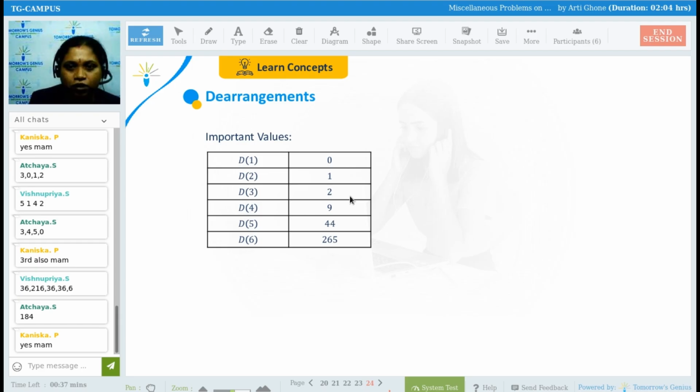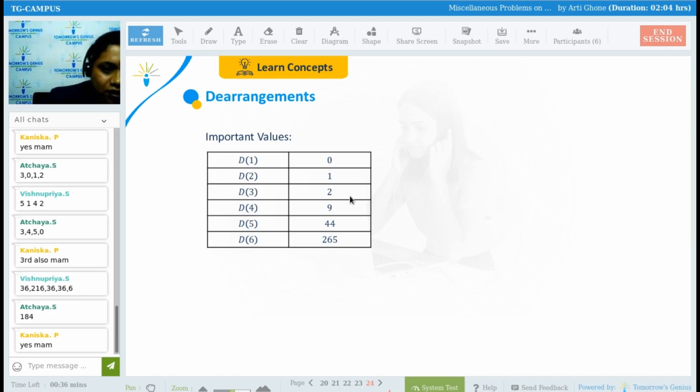Because the formula is so long, it will be asked for only small values, 1, 2, 3, 4 or 5 at most. So I suggest you directly remember these values, which come from that formula only. D of one object is 0. If I have one object and want to place it, there is no chance to misplace it. So 0 is the answer. With 2 objects, the number of ways is 1, obviously they will swap: A goes to the second position and B goes to the first position. Clear? For 3 objects, there are 2 ways. For 4, 9 ways. For 5, 44. And for 6.